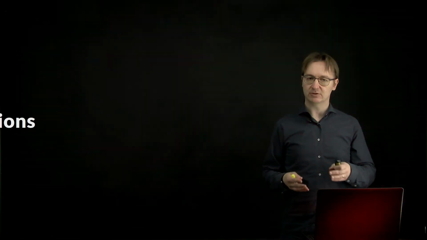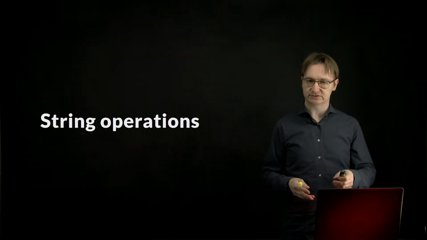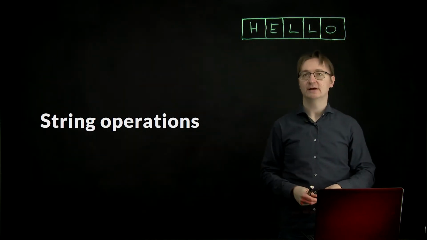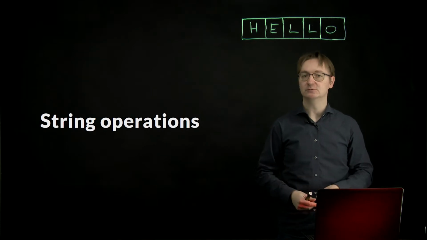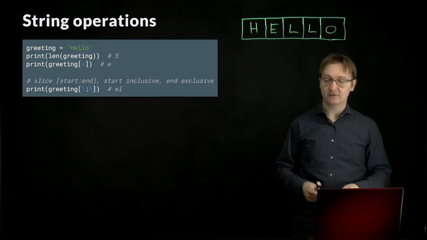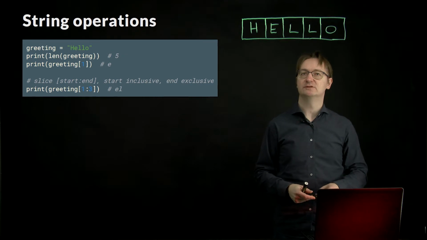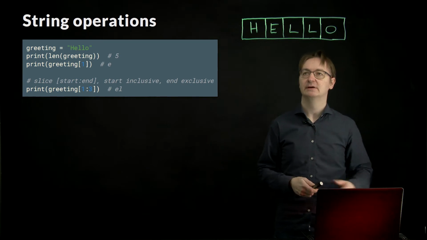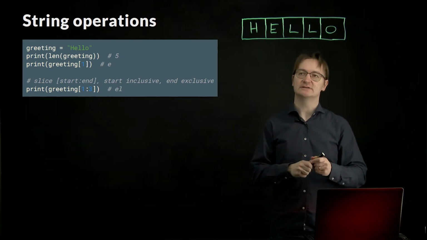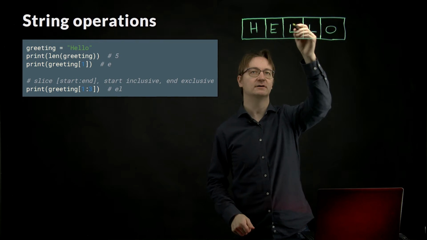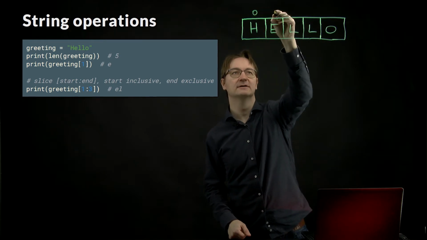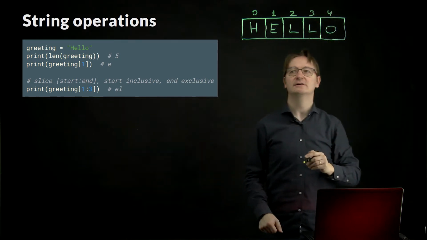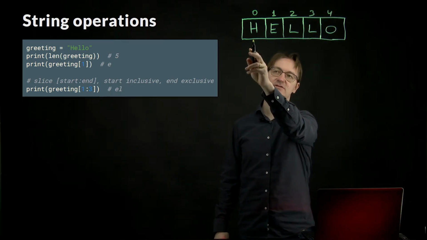Let's talk about string operations, what we can do with strings. I have written here a word hello, and let's see what we can do with this string. The first thing we can do with the string is to get a certain element at a certain point. The indices for strings start from 0. So basically I can write all the indices here, and the first element is at position 0.